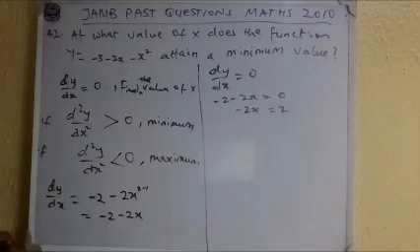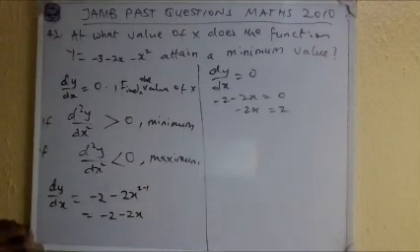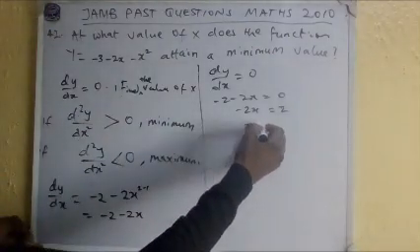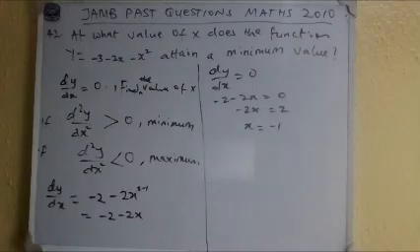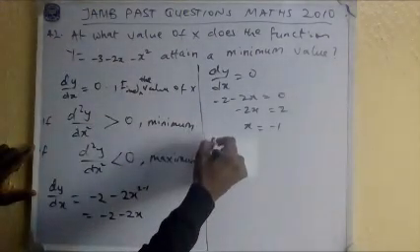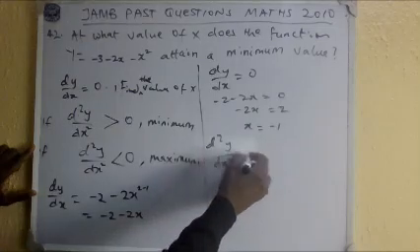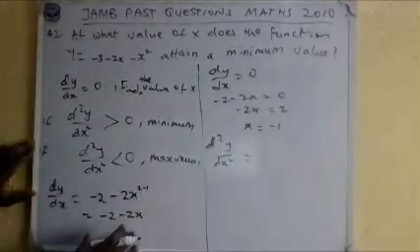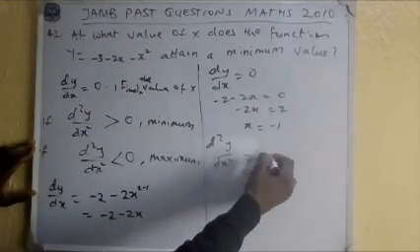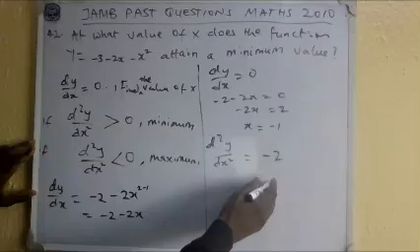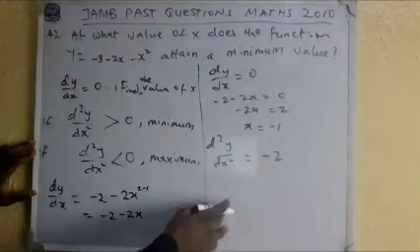So at this point, x is equal to minus 1. x is equal to minus 1. So if we differentiate again, if we differentiate again, the d2y over dx squared. Okay, so you are differentiating this one again. So it is minus 2. Now you check.